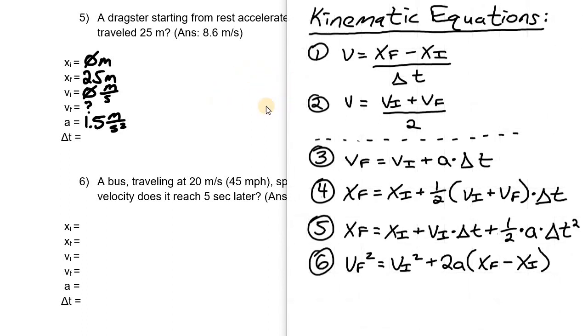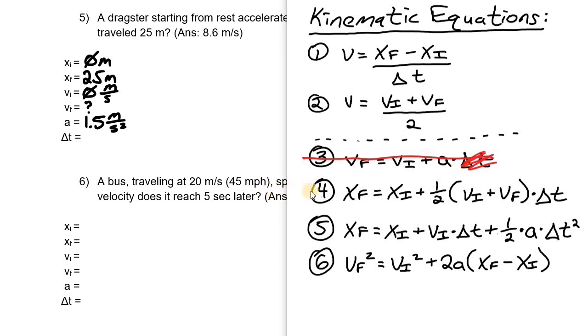Well, okay, so are we dealing with average velocity? No, right? It said nothing about average velocity. We're not trying to solve for average velocity. So we know right off the bat that we're going to be dealing with these four formulas down here. Once again, we don't care about time. So wherever we see time, we're just going to say, I don't care about time. We're not using that formula.